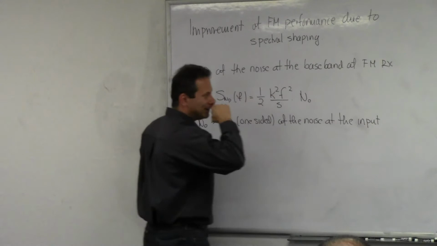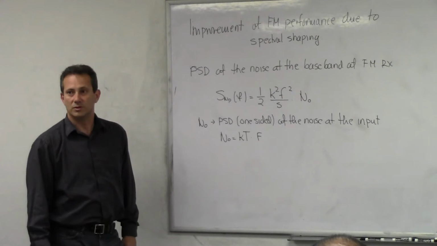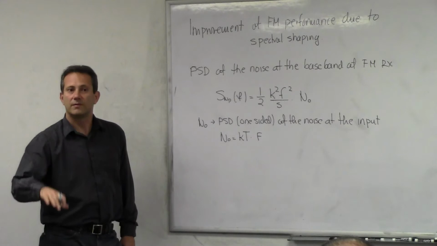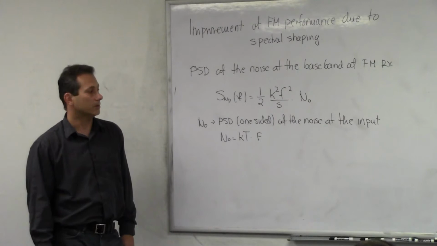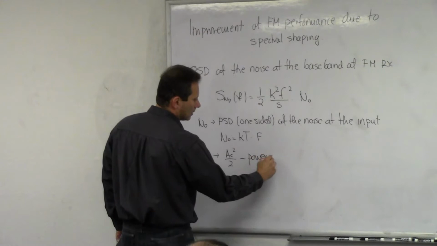If we're dealing with thermal noise, N0 is going to be kT, right? Or possibly kT times F, if you take into account the noise figure of your receiver. So that's the power spectral density of the noise at the input of the receiver. We assume for all of our derivations here that the noise has a flat power spectral density, that it is white noise, essentially thermal noise. This S here is Ac squared over 2, which is the power of the signal.